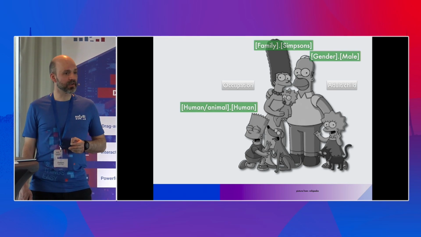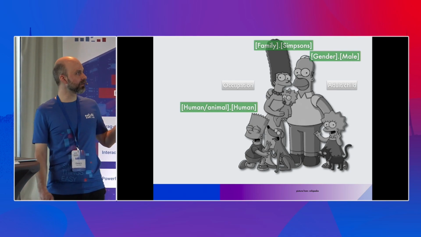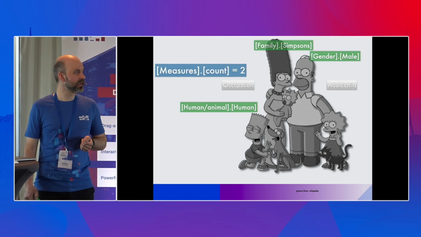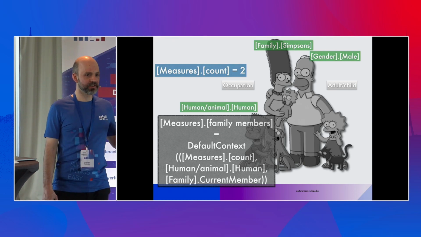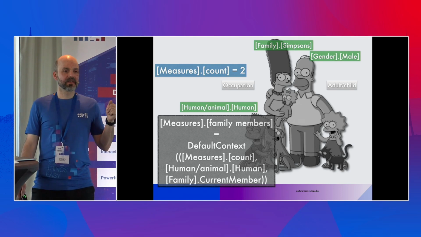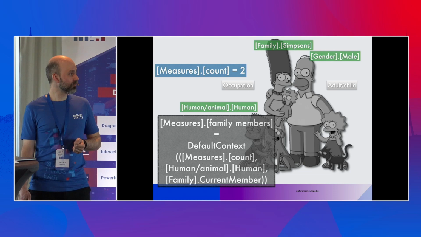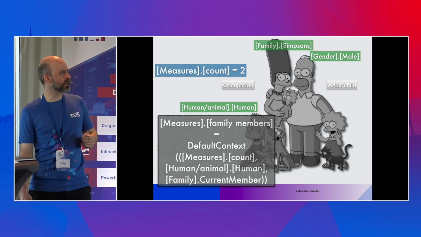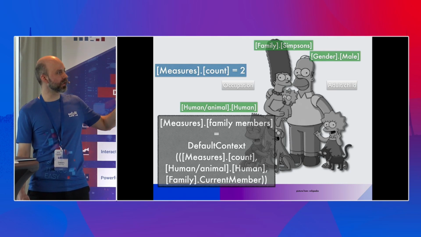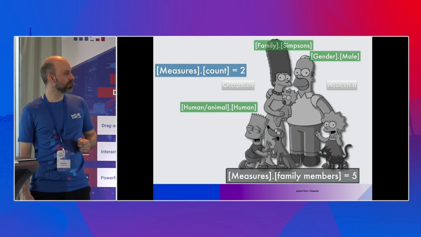There is also an option to override all context and leave out those selected dimensions by using default context. I will barely show it now, but Zane during the day will explain more on that. And in this case, we are taking measures, count, we are taking humans, and we are taking a specific family. But with default context, we are resetting gender. And then we are getting 5.